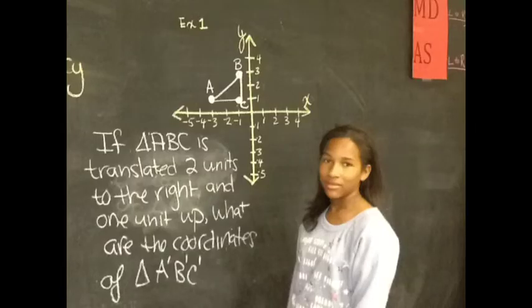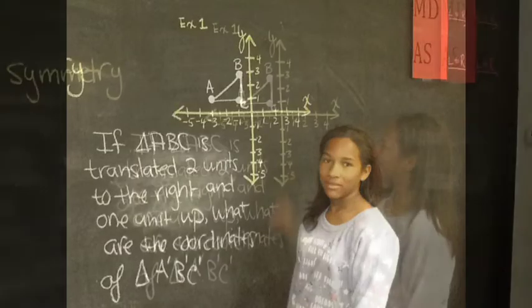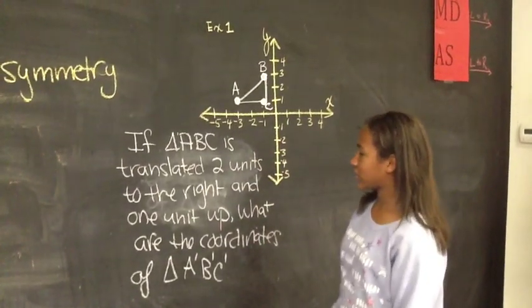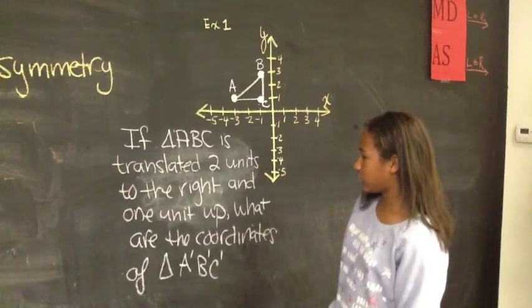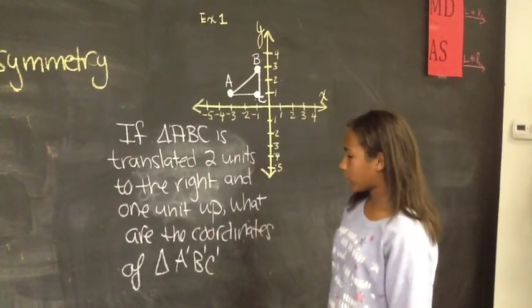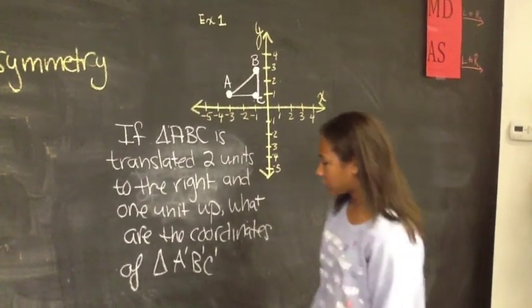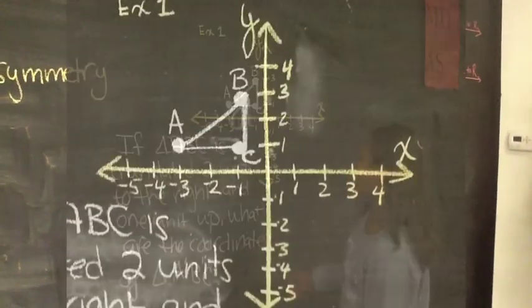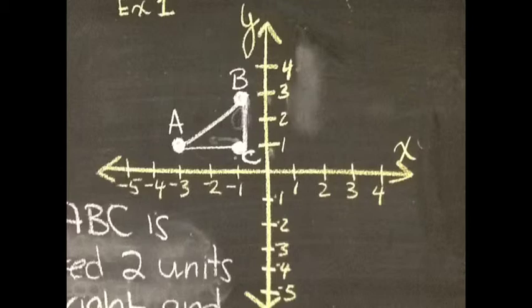Let's hear from a friend about example 1. This is example 1. If triangle ABC is translated 2 units to the right and 1 unit up, what are the coordinates of triangle A prime, B prime, and C prime? Thanks, Niall, for your help. Let's take a look at this.